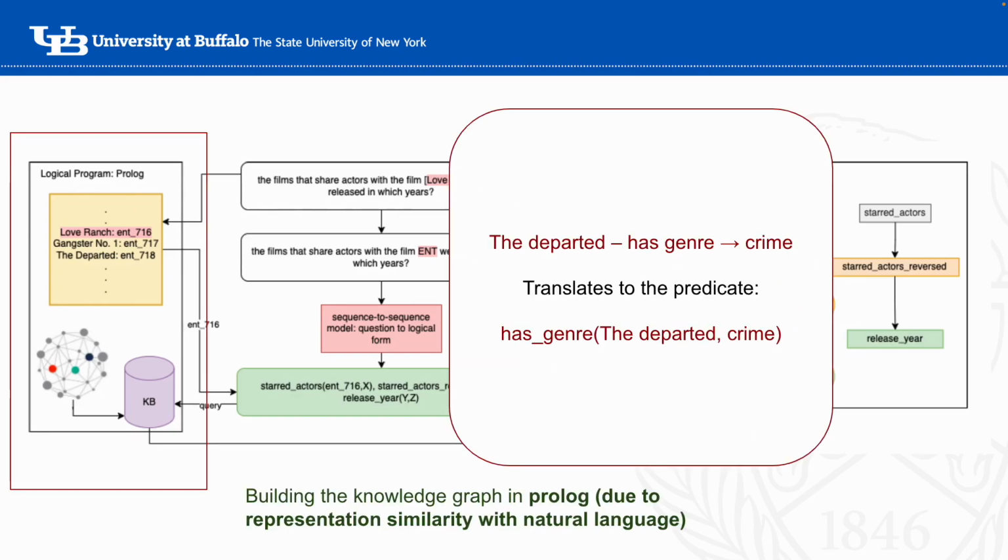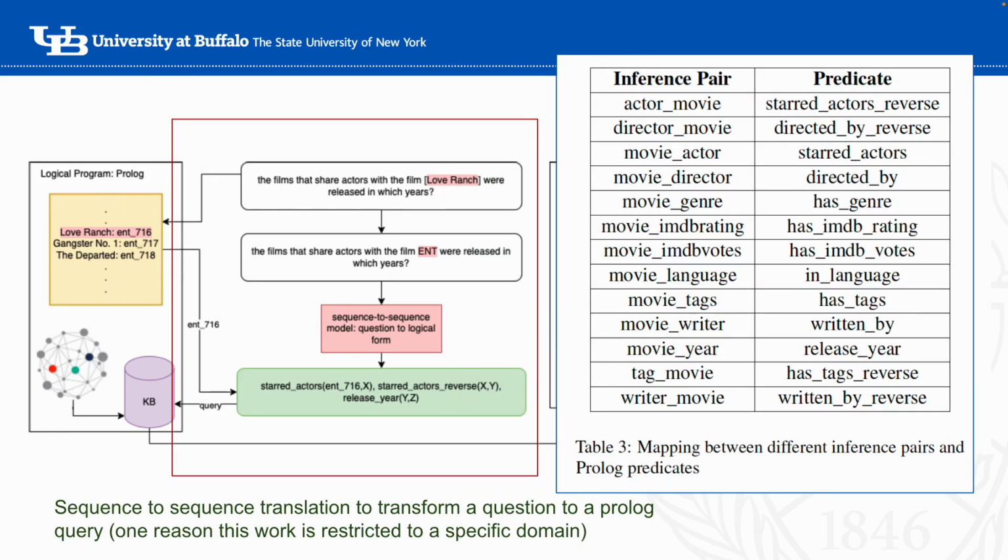The first stage of the work is to build the knowledge graph in Prolog. What we do is take each of the triples in the knowledge graph, for example, the departed, has genre, crime, and we translate it to a predicate like has_genre(the_departed, crime), which also preserves the natural language characteristics of the triple.